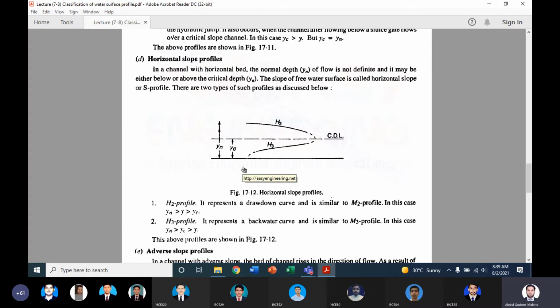ठीक है, अगर ऐसी चैनल है जिसमें आपने स्लोप दिया ही नहीं है, so what type of flow could you expect from that. ठीक है, तो इस केस में आप देखेंगे कि in a channel with the horizontal bed, the normal depth of the flow is not definite and it may be either below or above the critical depth. अब जो फर्स्ट हमने दो प्रोफाइल पढ़े हैं, माइल्ड स्लोप और क्रिटिकल स्लोप, उन दोनों में क्लियर था कि जब स्लोप माइल्ड था तो वहाँ पे हमें नॉर्मल डेप्थ बड़ी मिल रही थी.